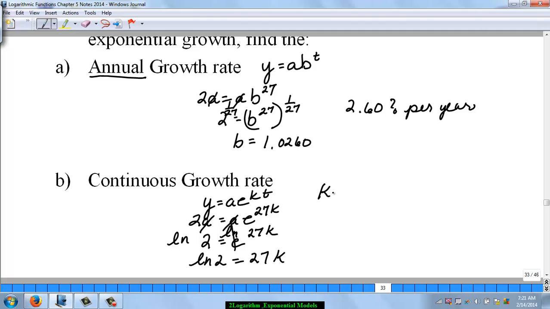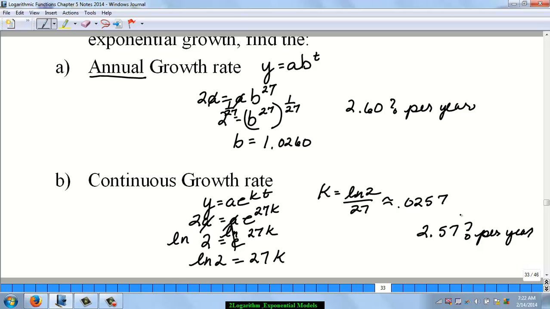So k is going to equal the natural log of 2 over 27, which is 0.0257. So if something continuously is doubling, the growth rate would be 2.57% per year. And they're a little bit different, and we've talked about many times in class why this happens: because this is continuously growing. The rate can be a little bit lower and still achieve the same results.